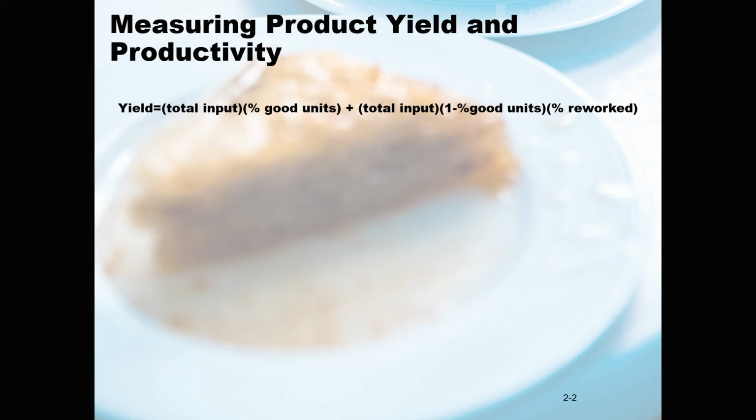Then we're going to take those products that did not meet quality specifications, and we're going to multiply that times the percentage of those products that did not meet quality specifications that can be reworked. And both of these percentages are averages over time that you will be provided.